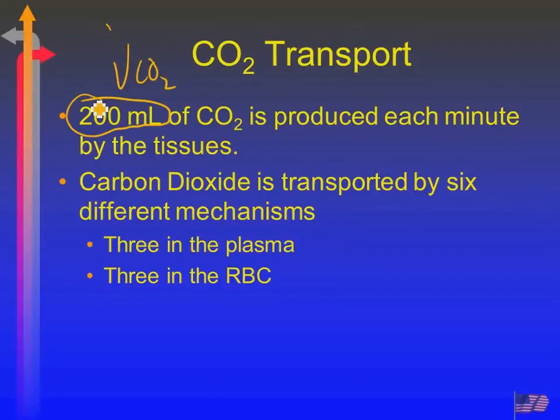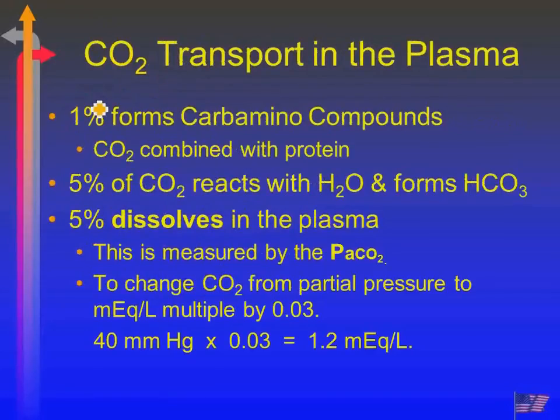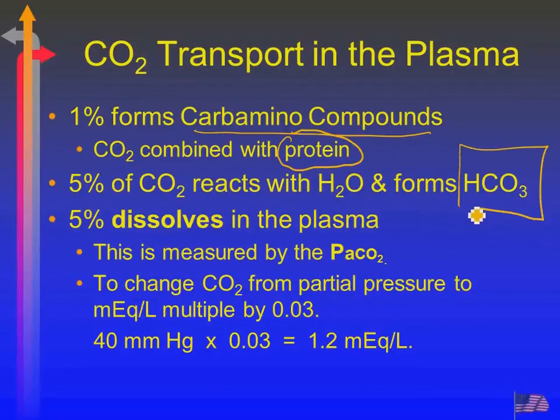3 different ways in the plasma, 3 different ways in the erythrocyte. It's transported as a carbamino compound, where it joins with some protein. It's transported as bicarbonate, and it dissolves into the plasma in what we call PaCO2. So far, so good?